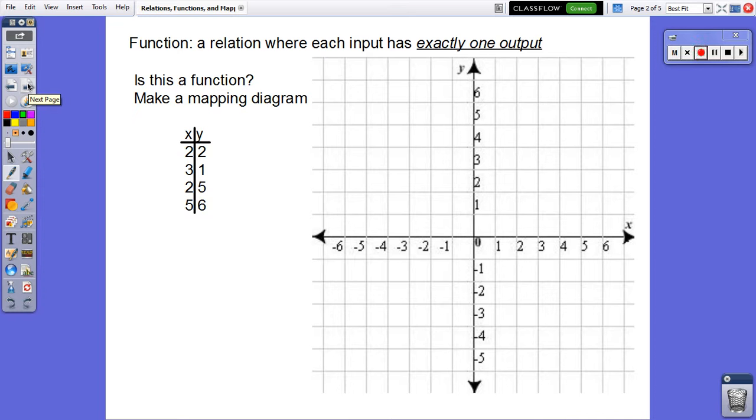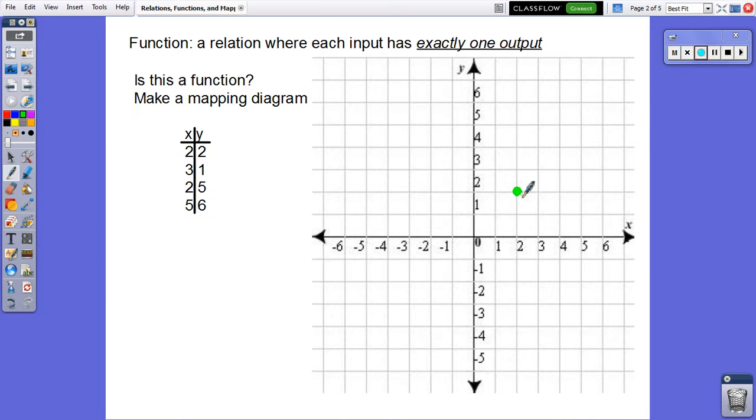So we've got a table of values here: (2, 2), (3, 1), (2, 5), and (5, 6). We're going to plot these points and see if this is a specific type of relation called a function. So a function is a specific type of relation where every input has one and only one output. So with x value of 2, we've got a y value of 2. Let's plot that point. That's right here.